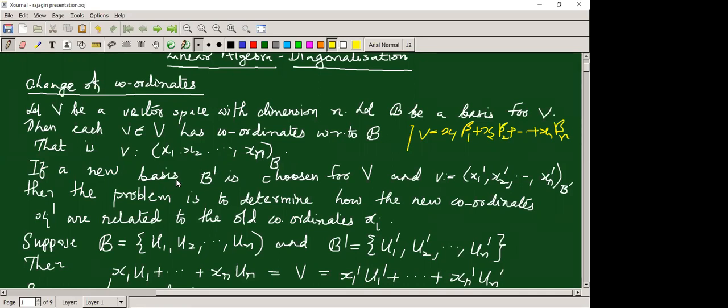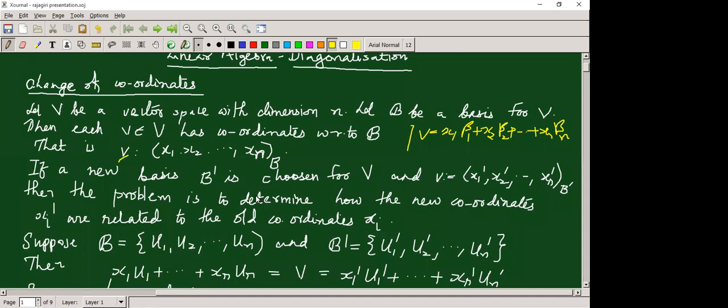So this is with respect to one basis B. If we choose a new basis B dash for V, we know that every vector space has a basis, and if V is of dimension n, it has infinitely many bases, if the corresponding field is R. So if you take a new basis B dash for V, then the same vector v can be represented using elements of B dash. The corresponding scalars you list as a row vector. So let v equal x1 dash, x2 dash, etc., xn dash with respect to B dash.